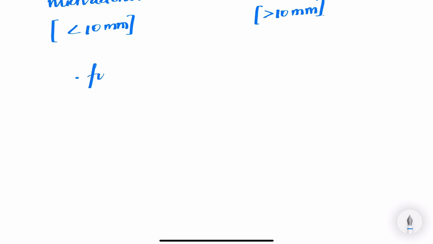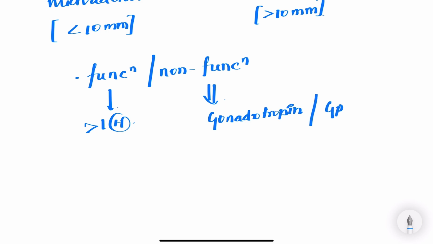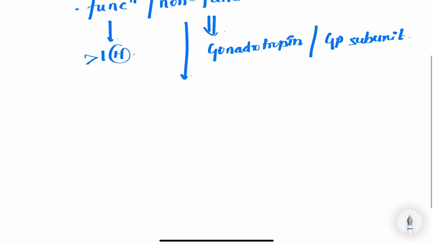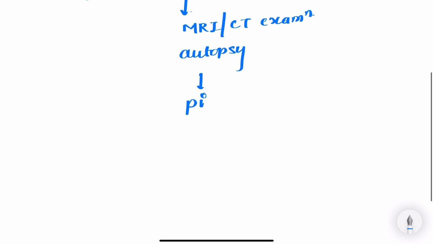These tumors can be functional tumors or can be non-functional tumors. Some of the functional tumors will produce more than one hormone, and the non-functional tumors may produce gonadotrophins or their glycoprotein subunit. And these non-functional tumors are found accidentally on MRI or CT examination or during an autopsy. That's why it is also known as pituitary incidentaloma.